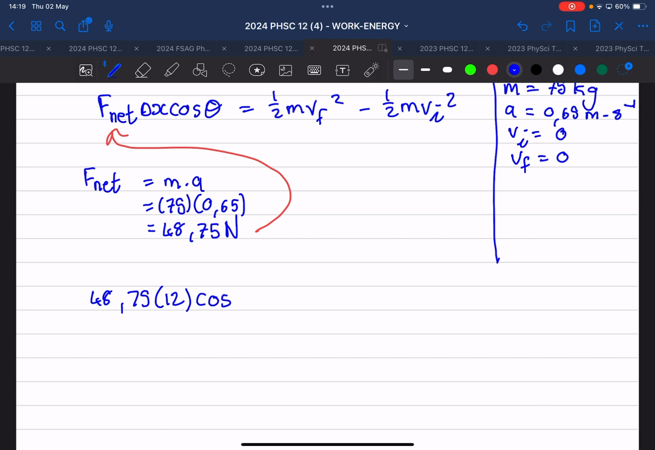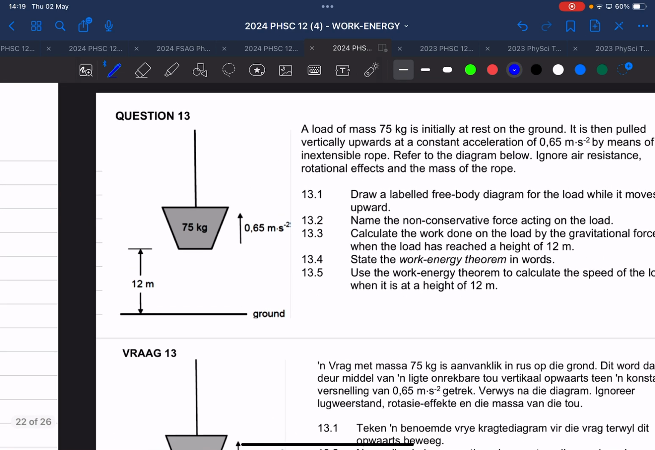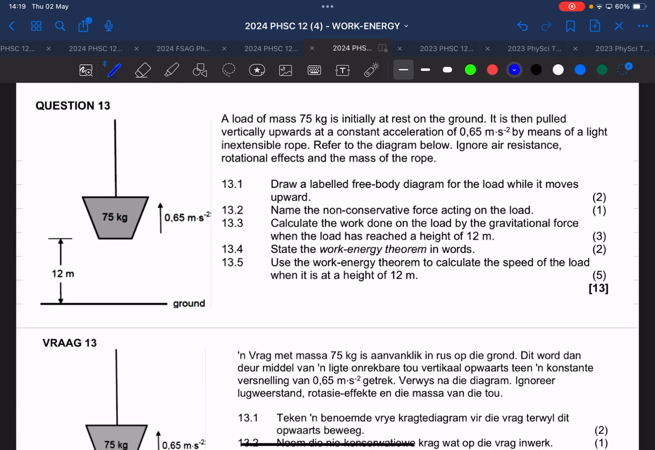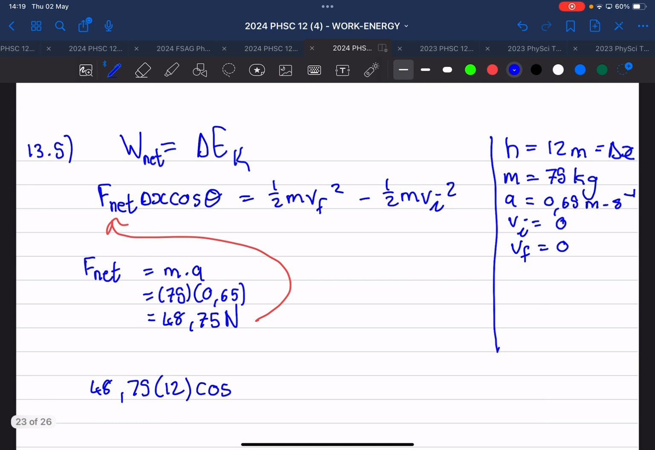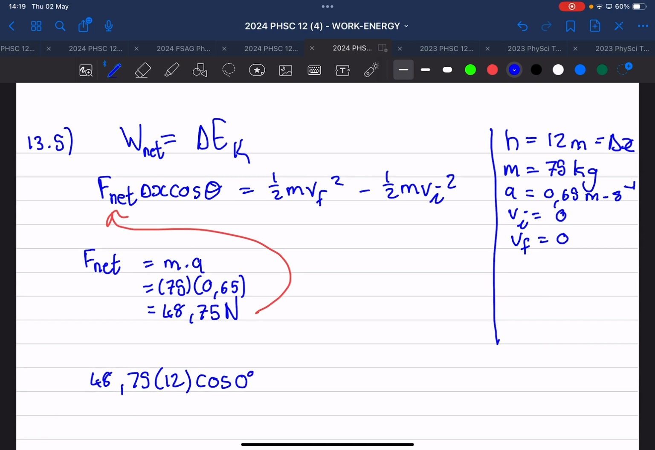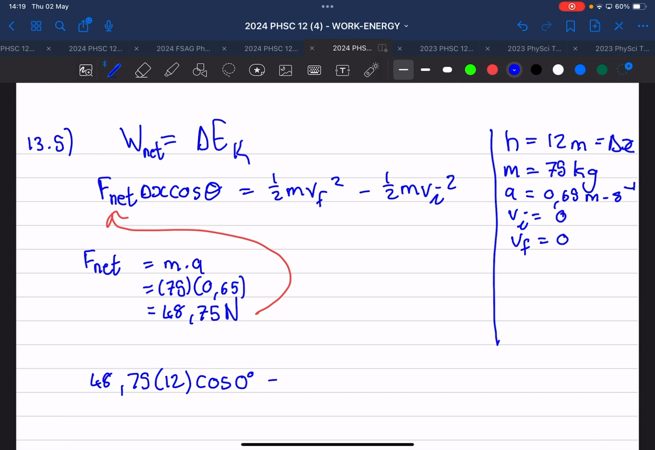So if we look at this picture, right, it's moving upwards. So that must mean the upwards force is winning this little game, right? Because it is moving upwards. So our net force will be in the upwards direction. Then our angle will be 0 degrees. And then we do the second half of the equation, 75 times v final squared minus 0 squared.